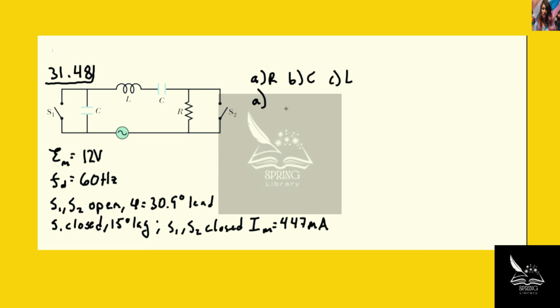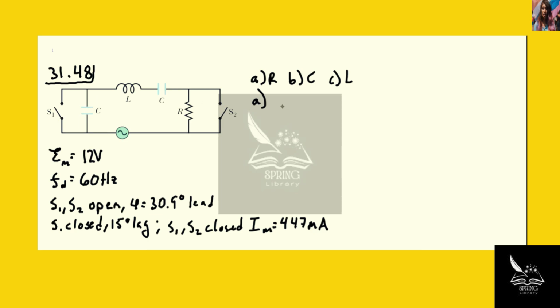And when S1 is closed, which takes this capacitor out, there's a 15 degrees phase angle in the current. The EMF leads the current, or the current lags the EMF. And when they're both closed, we're told that the amplitude of the current is 447 milliamps. And we want to find the values of R, C and L, which this has been cleverly contrived to allow us to be able to do.